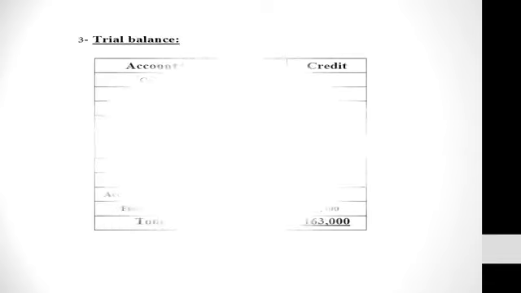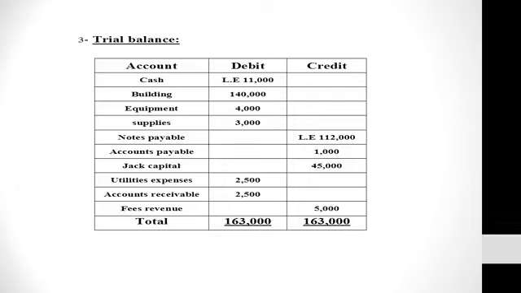Here is the trial balance for this example. You can see the cash balance is 11,000 debit, the building balance is 140,000 debit, the equipment 4,000 debit, supplies 3,000 debit, and so on. We gather all the debit balances and get their total. Then we gather all the credit balances and calculate their total, and the total balance of debit must be equal to the total balance of credit.